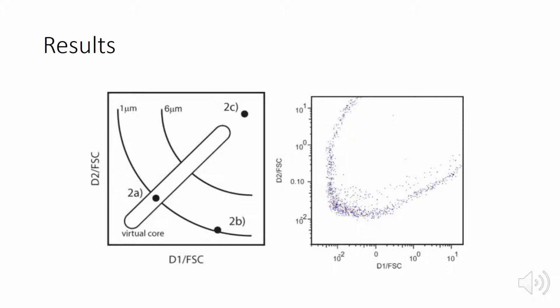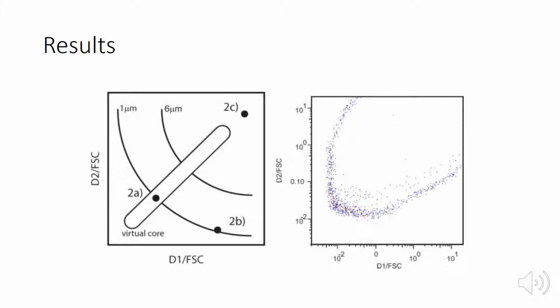This figure shows how one is able to distinguish particles that are in the virtual core and those that remain outside the virtual core. The first thing to notice is these are bivariate plots comparing data from the orthogonal detectors D1 and D2, normalized with corresponding data from the FSC detector to correct for large particles outside the core masquerading as small particles inside the core.